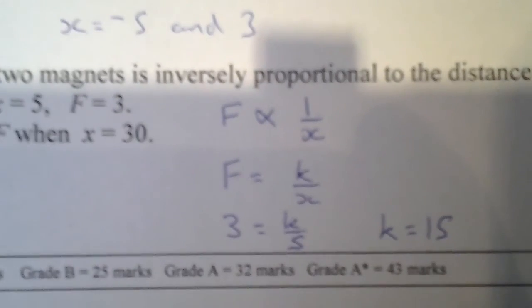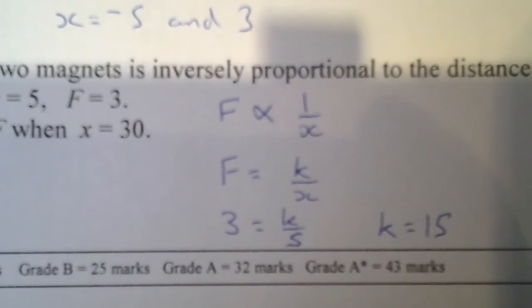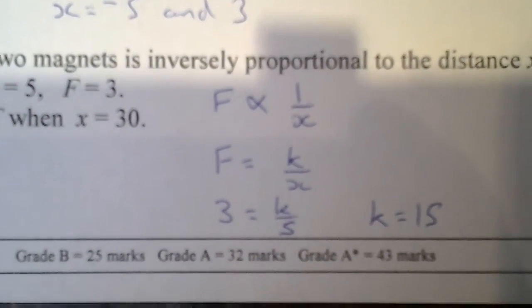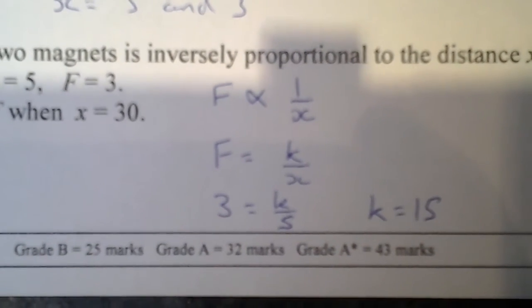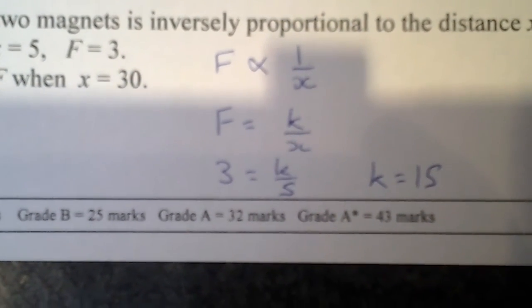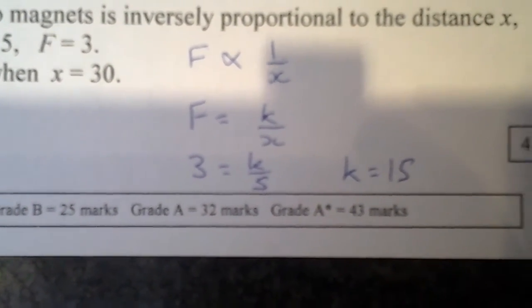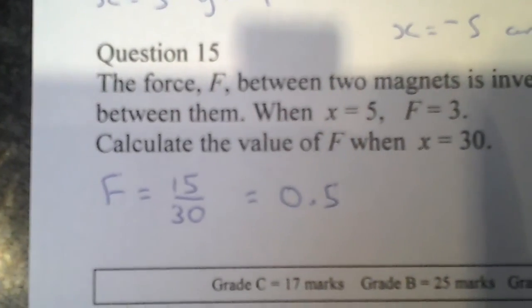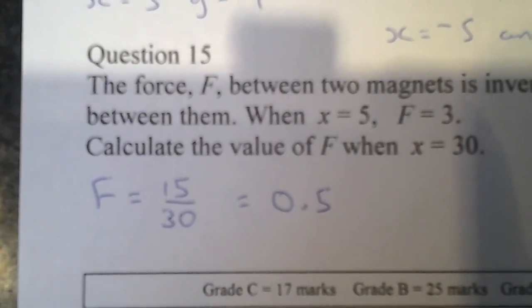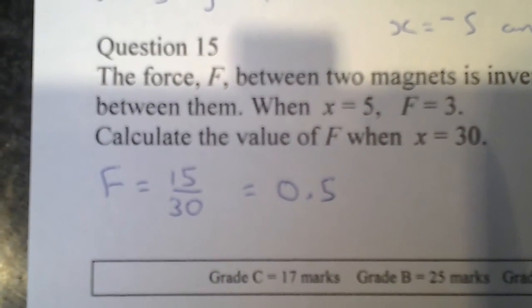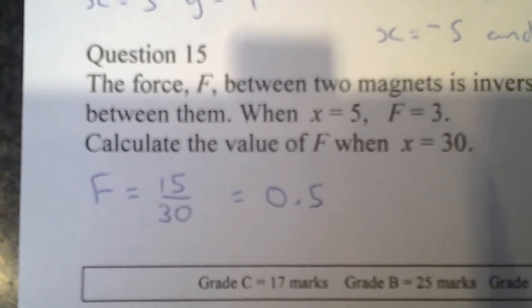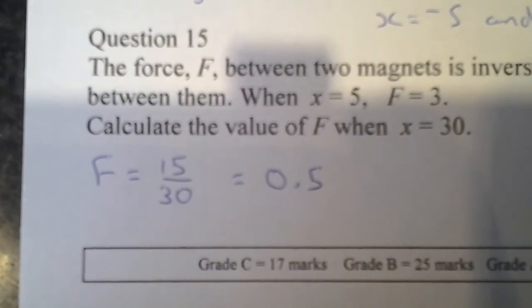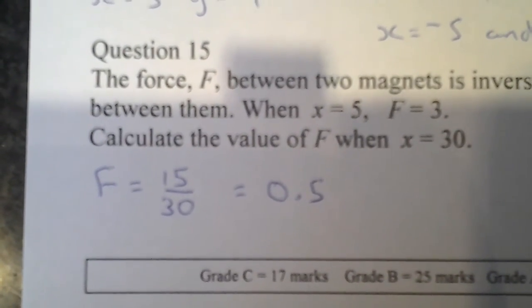First of all, establish the proportion, f is inversely proportional to x, then state it as an equation with k in, then substitute the values in for f and x, and establish that k is 15. Then substitute k, and you're given that x is 30 in the next part of the question, into the equation you've formed, giving you 15 over 30, so f is 0.5.